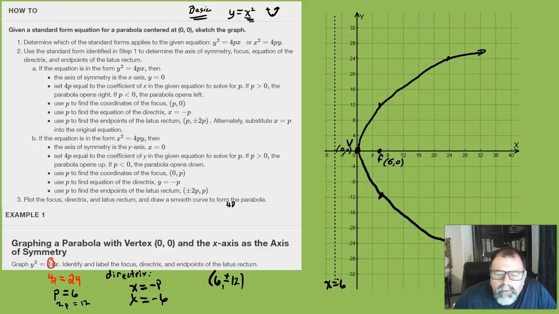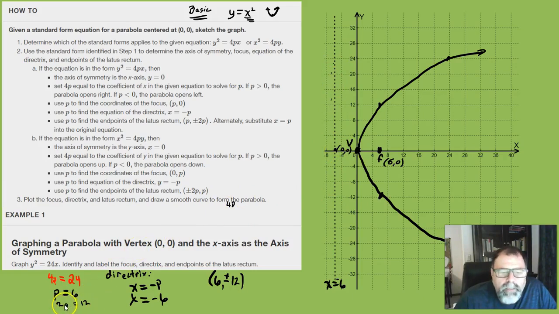Okay. So let me try that again. I set 4p equal to that 24. Solve it. p is 6. And then I plot, kind of as I go. I plot the vertex. I go plus 6 in the way that it's opening. It's opening to the right. That's my focus. Minus 6, that's going to be my directrix. Then I draw in my directrix.